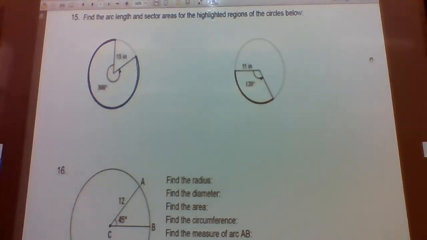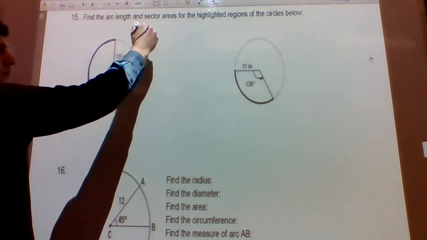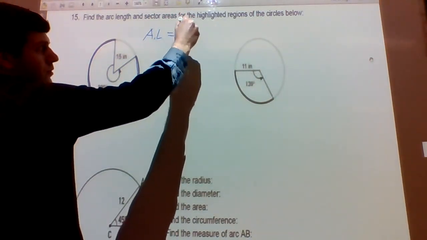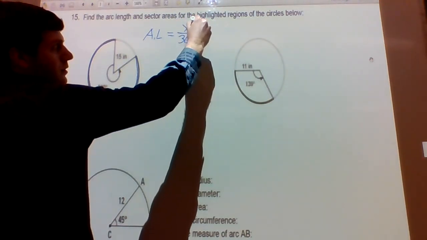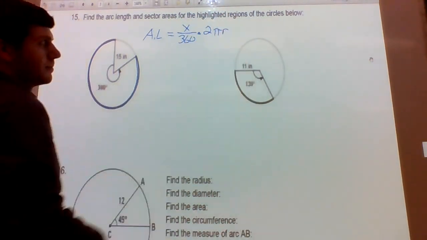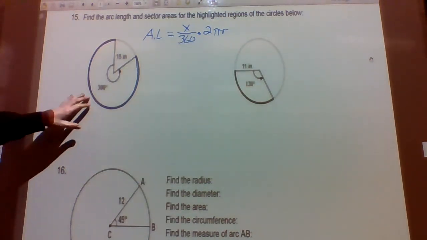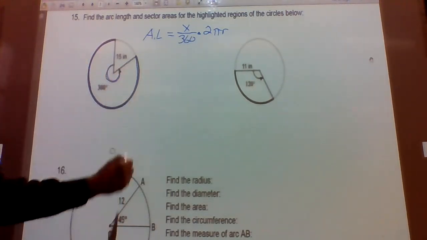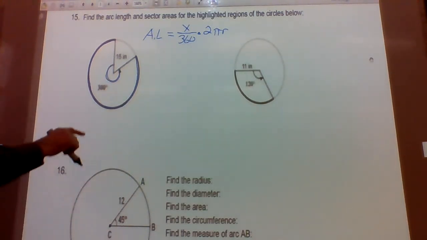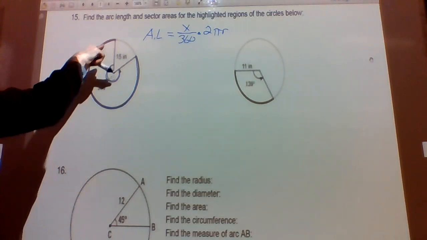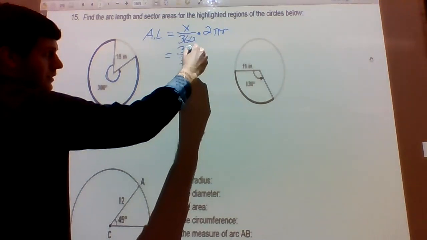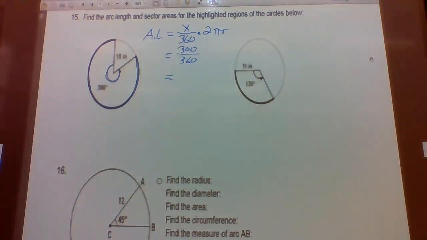To find the arc length, we've been abbreviating arc length as AL. So our arc length is going to equal x over 360 times 2 pi r. The x in our equation is the measure of the arc we're looking at. The measure of the arc is 300, because this 300 degrees is a central angle, and the measure of the intercepted arc is equal to the measure of the central angle. So this is 300. 300 divided by 360 is 5/6.